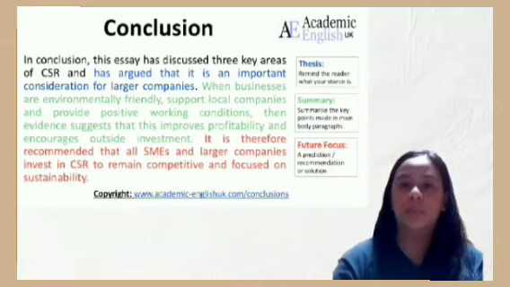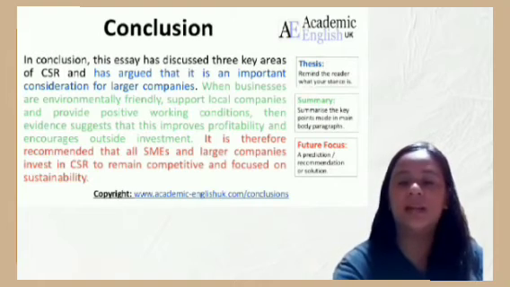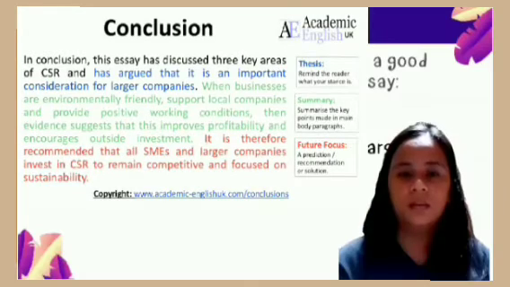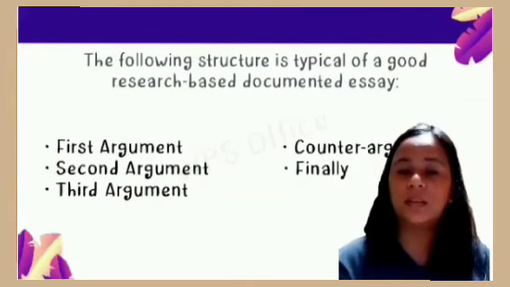For example, the blue one is to remind the reader. Next, the summary, the green highlights. Lastly, the red one, the prediction or the solution. First argument, second, and third.